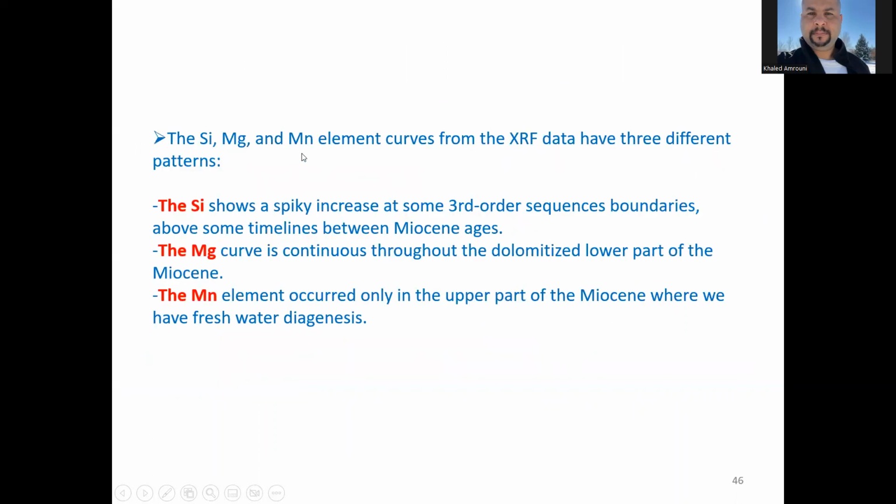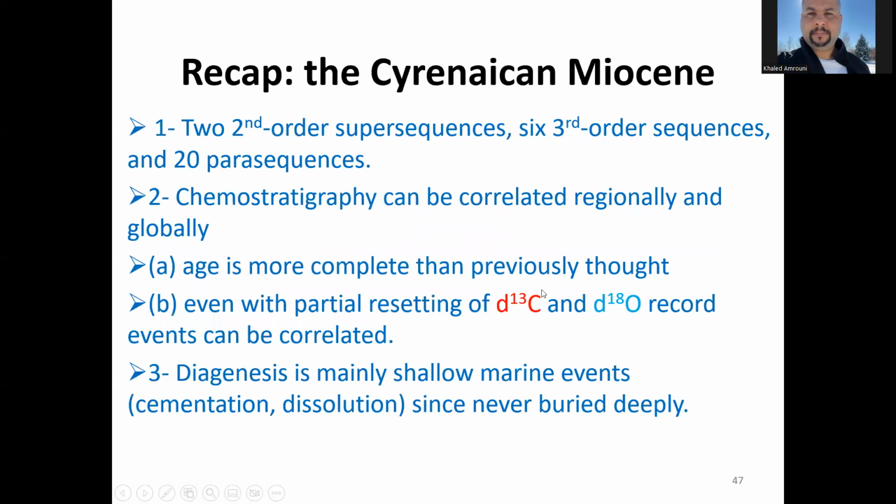The silicon, magnesium, and manganese element curves from the XRF have three different patterns. The silicon shows spike increases at some third-order sequence boundaries above some timelines between Miocene ages. The magnesium curve is continuous throughout the dolomitized lower part of the Miocene. The manganese element occurred only in the upper part of the Miocene, where we have freshwater diagenesis.